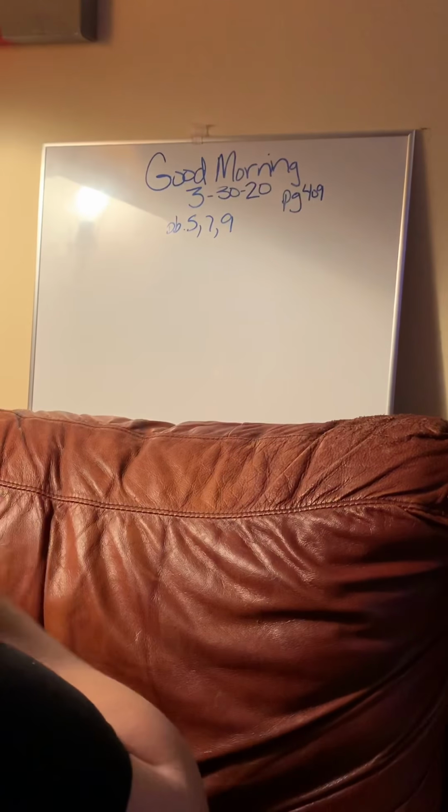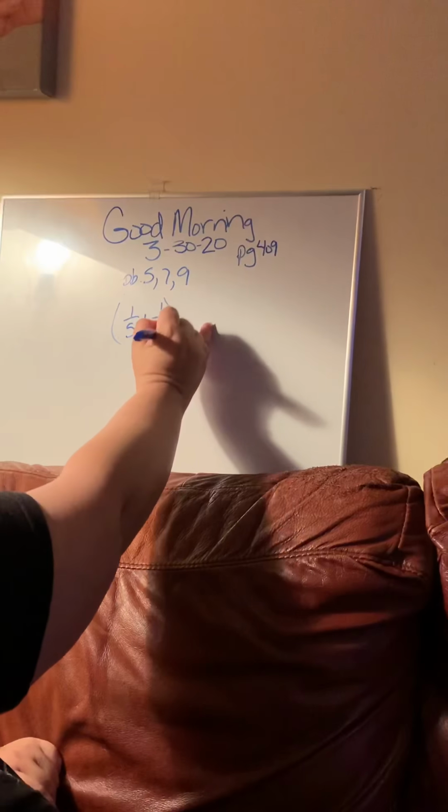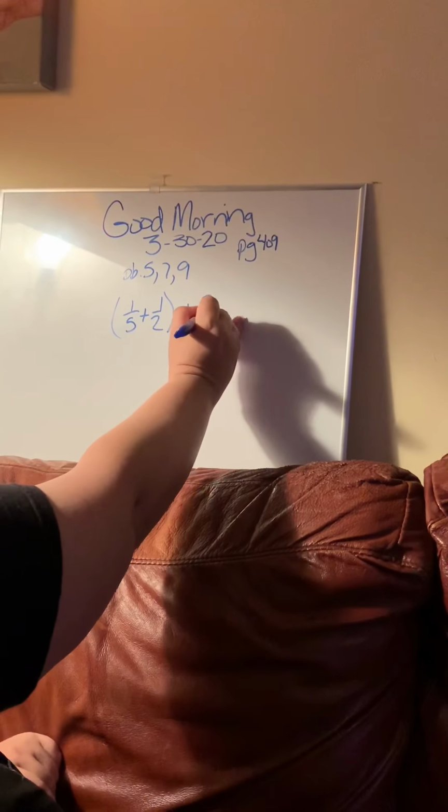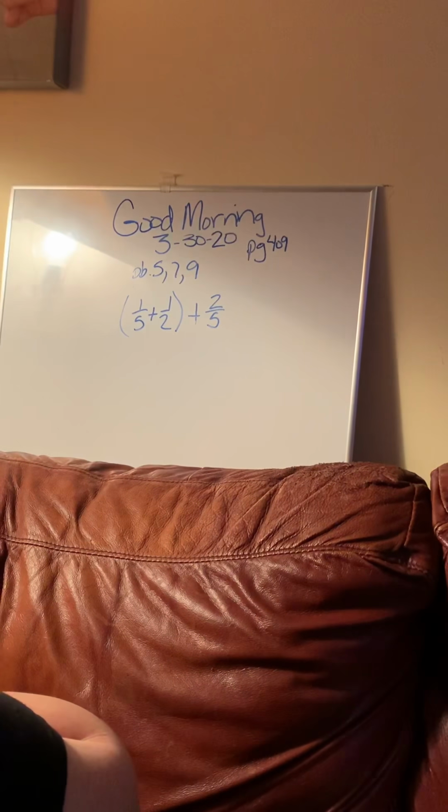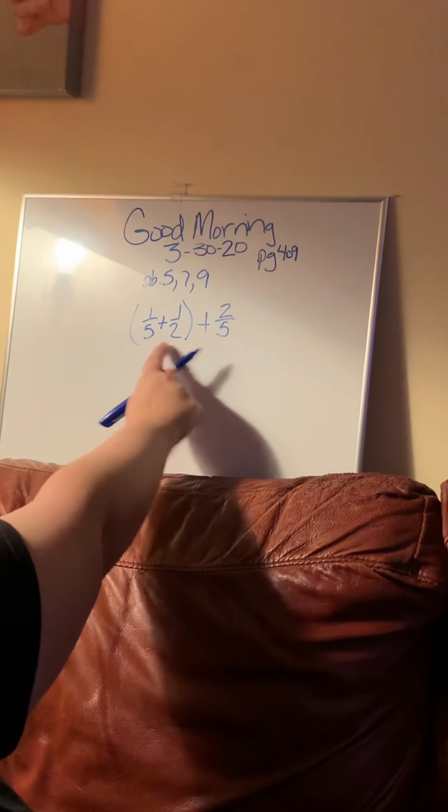Okay, hopefully you did pause. You tried problems 5, 7, and 9. So let's go ahead and look at problem number 5 real quick. We have 1/5 plus 1/2, and we are adding that to 2/5, okay? And how would you regroup this? Well, hopefully you said, these both have fifths as the denominator, so I'm going to group those together first. I'm going to do 1/5 plus 2/5, and then I'll add the 1/2 in later, okay? 1 plus 2 gives me 3/5, okay, plus 1/2, okay?